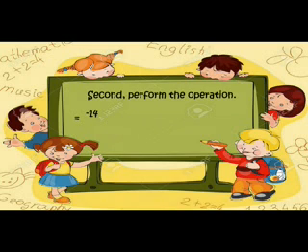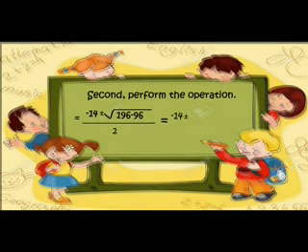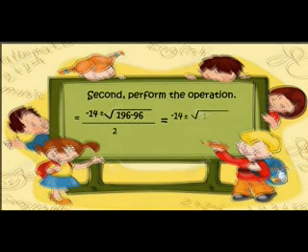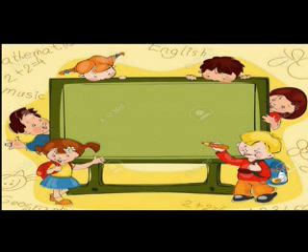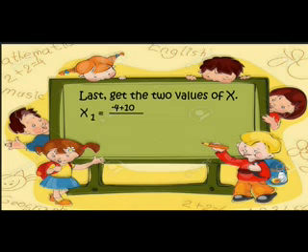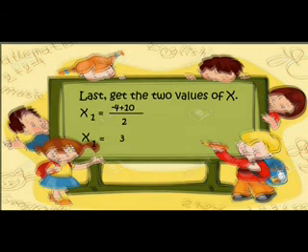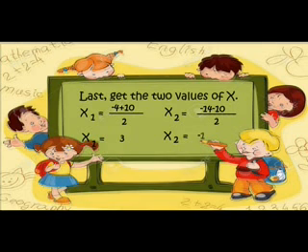Second is to perform the operations given. It will be negative 14 plus or minus the square root of 196 minus 96, all over 2, equals negative 14 plus or minus the square root of 100, all over 2. The last step will be getting the two values of x, wherein x sub 1 is equal to negative 14 plus 10 all over 2. x sub 1 will be negative 2. And then x sub 2 is equal to negative 14 minus 10 all over 2. x sub 2 will be equal to negative 12.